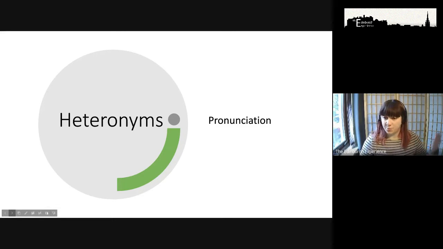Have a look, guys. We did a previous lunchtime lesson that was looking at common pronunciation patterns. If you want to have a look at that, you can revise some of the things we talked about. Okay, so let's start with heteronyms.